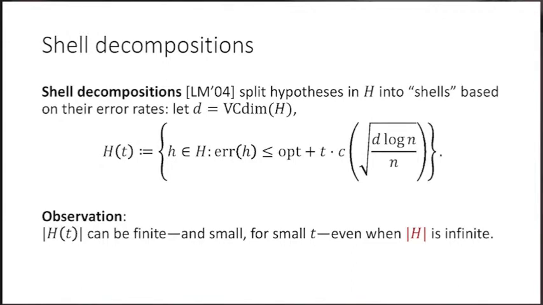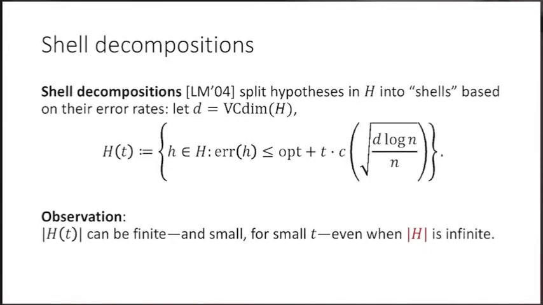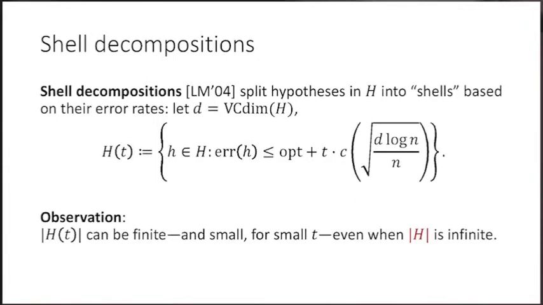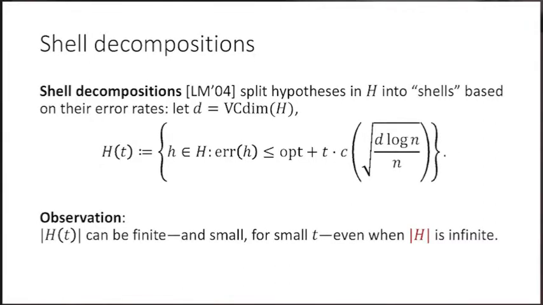So you consider the t-th shell being all hypotheses that are within t times this factor away from the optimum error. Here D is the VC dimension of your class. Let's think of it as some worst case, natural complexity of your class. Even for infinite classes, these shells could be finite and small, at least for small values of t, even when the total cardinality is infinite or potentially very large.